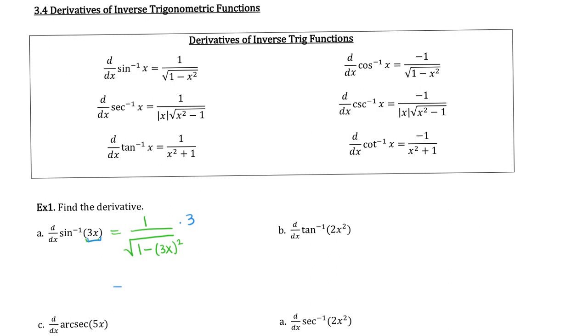And I think I'm just going to simplify it a little bit. So 1 times 3, that's 3. And I'm going to make the radical 1 minus 9x squared. We have no objections to radicals in the denominator, so I'm going to leave it like that.